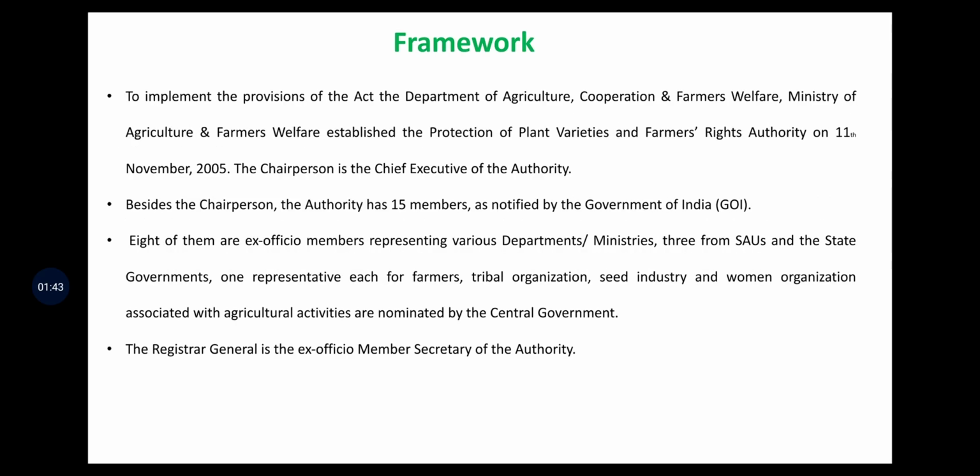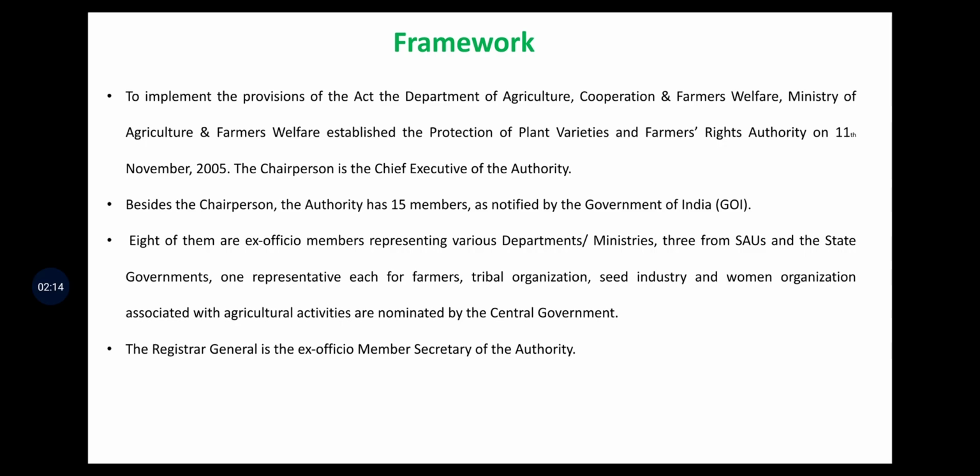Coming to the framework of PPV-FR, to implement the provisions of the Act, the Department of Agriculture, Cooperation and Farmers Welfare, Ministry of Agriculture and Farmers Welfare established the Protection of Plant Varieties and Farmers' Rights Authority on 11th November 2005. The chairperson is the Chief Executive of the authority. Besides the chairperson, the authority has 15 members as notified by the Government of India.